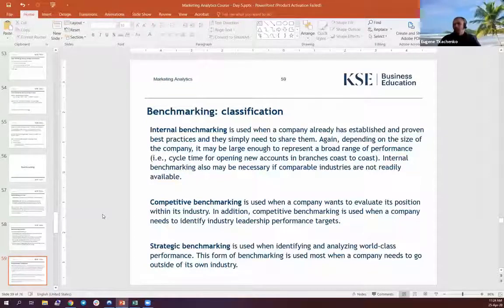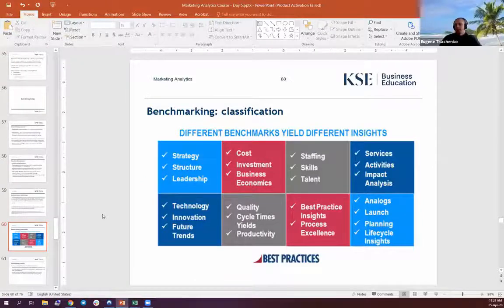And again, different benchmarks yield different insights. So you need to know the purpose, when you're using those benchmarks, and why you use them. So the idea is you have a goal, KPI, and the benchmark. For example, for strategy, structure, and leadership, that set of benchmarks would be different from best practice insights and process excellence, because overall, they're not really comparable. They exist in different buckets.